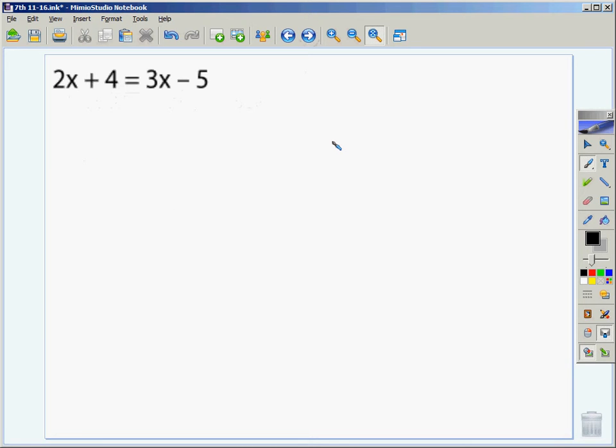Second example then, write it down. We're still just going to solve it. Write it down.